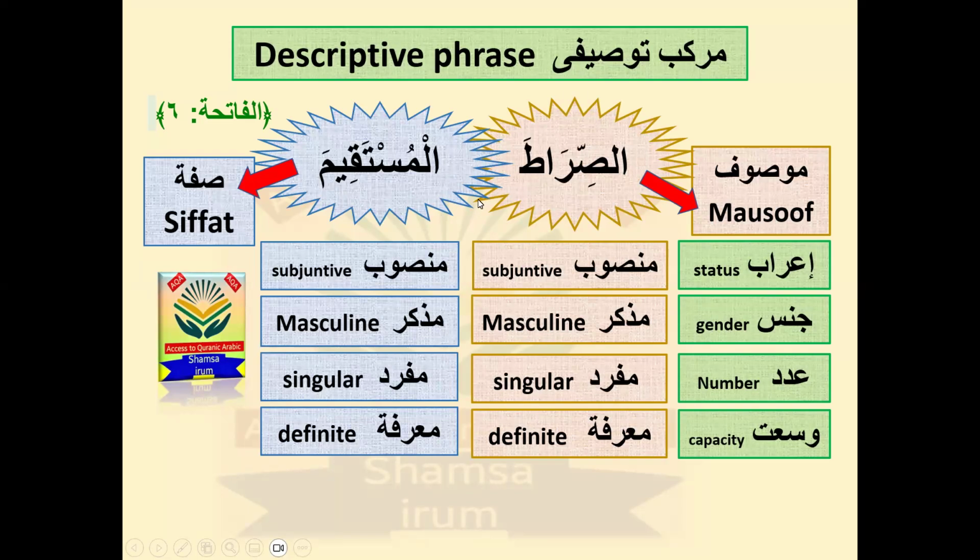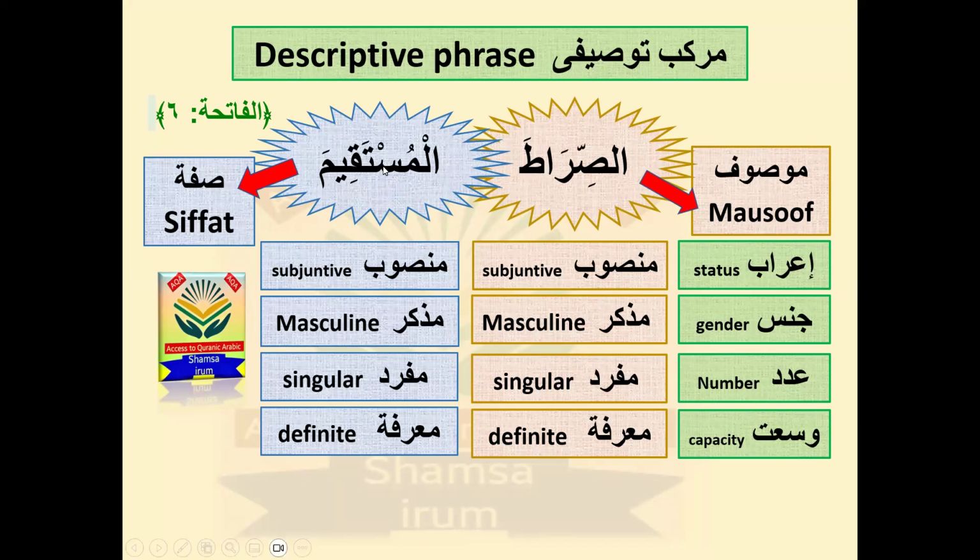That's why whenever you see these types of words in the Quran Majid, you can easily judge that it is a Murakab Tauseefi, a descriptive phrase, because both words will be exactly the same in all qualities. Okay. Now when we do the translation, we will do the translation of the sifa first in Arabic language. Same in the Urdu language, we will do the translation of the sifa first, and then we will describe the mawsuf.